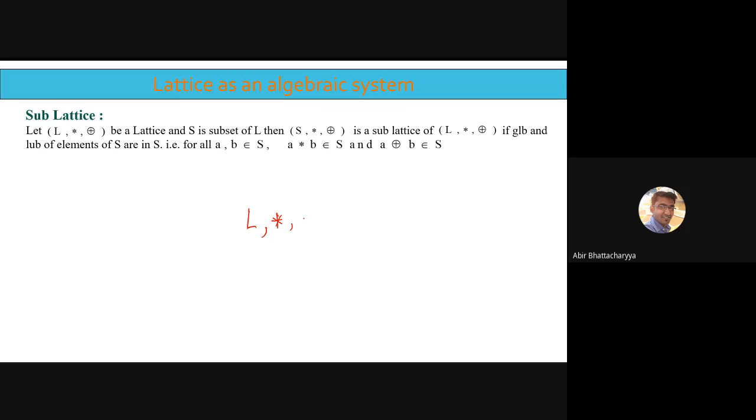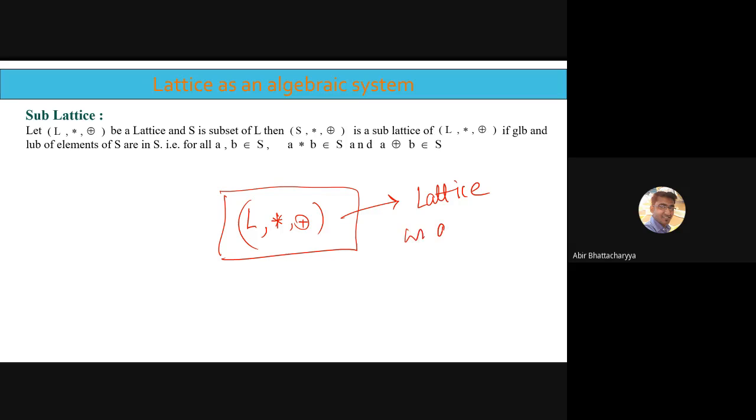So first of all, we need any lattice like (L, *, +, ∘). Last day, if you recall, I told you (L, *, +, ∘). If I have this structure defined, this structure implies this is a lattice as an algebraic system.